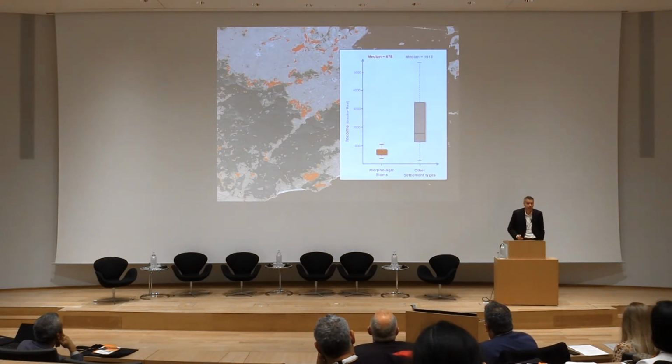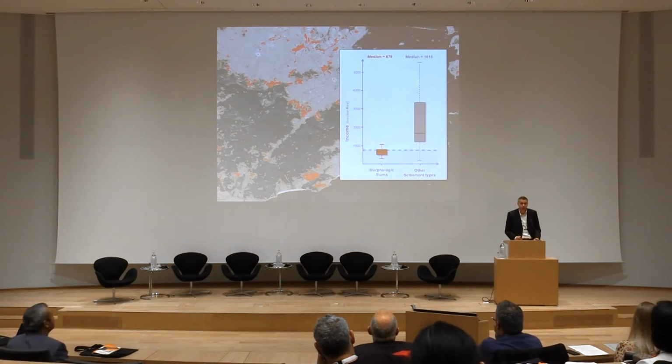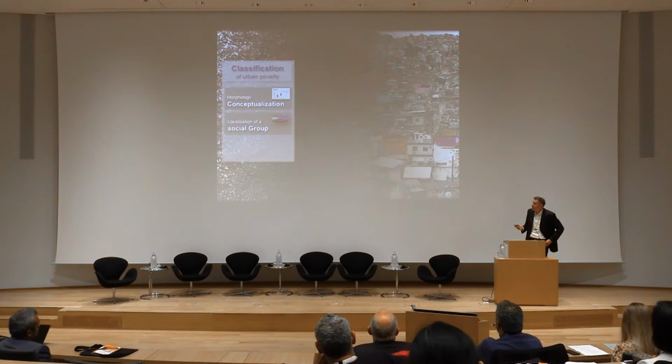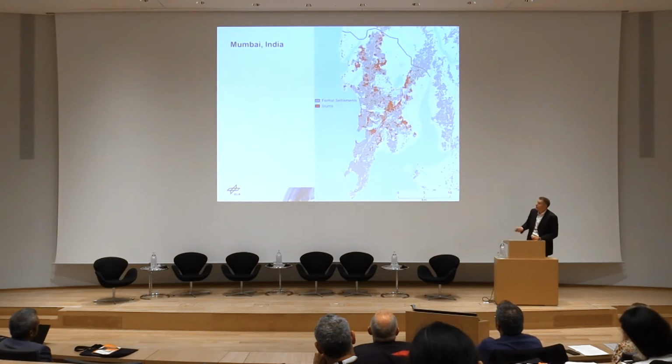It's almost 3 times as large, the income of a household. And if we put in the poverty line, you can see that in those areas spotted from space, conceptualized as morphological slums, almost 70% of the people living there are below the poverty line. So, yes, to a certain degree, we can obviously localize a social group. So, using this information, we can classify, obviously, slum structures or informal structures, however you want to call it, in areas. Here's a different example, the megacity Mumbai in India.